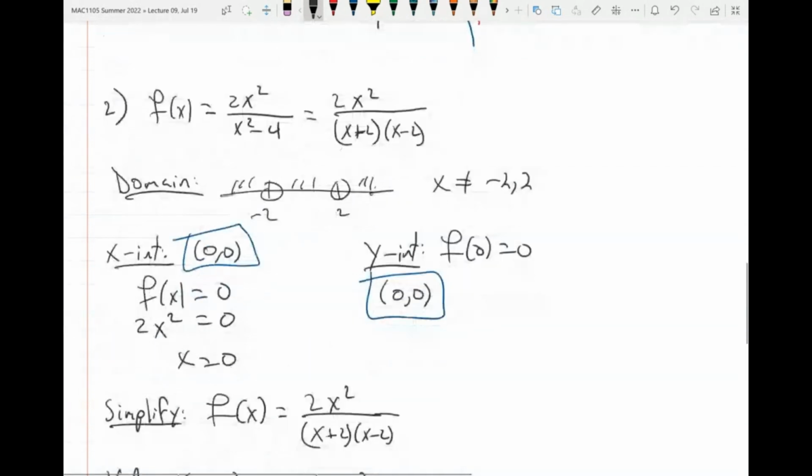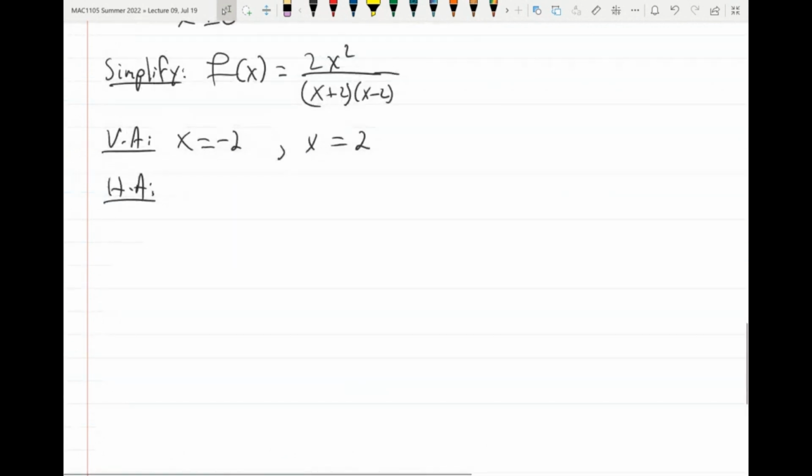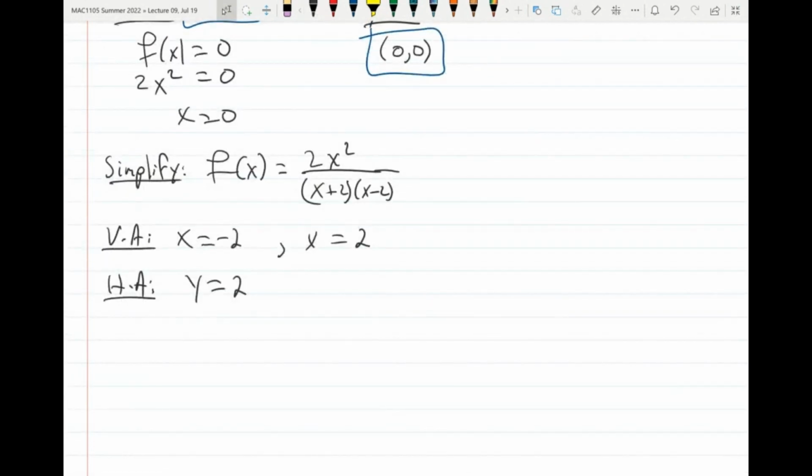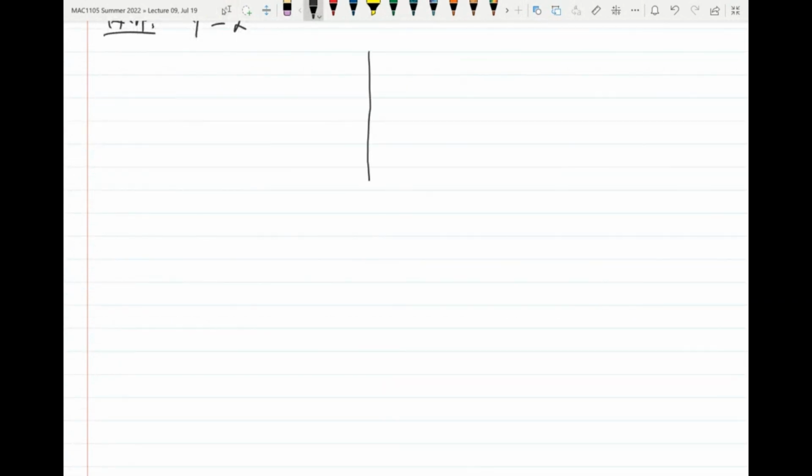What do you need to do to find it? Yes? So what is it? Y equals 2. Good. So for horizontal asymptote, you have to look at degrees. Here the degrees are the same, so there is a horizontal asymptote and it's the ratio of the leading coefficients. 2 over 1, which in this case is 2. Y equals 2. Okay, perfect. So that's it. So now let's sketch.